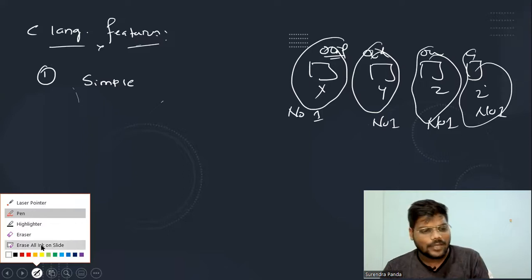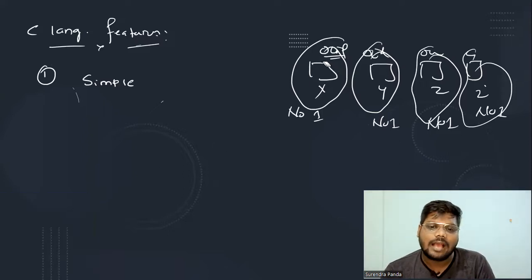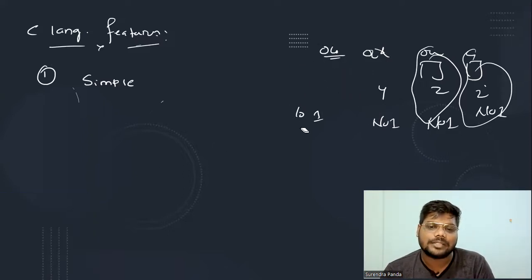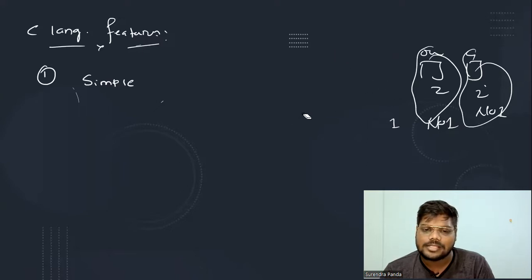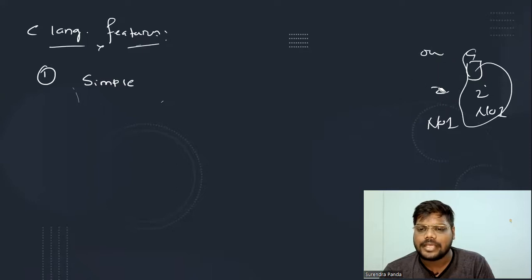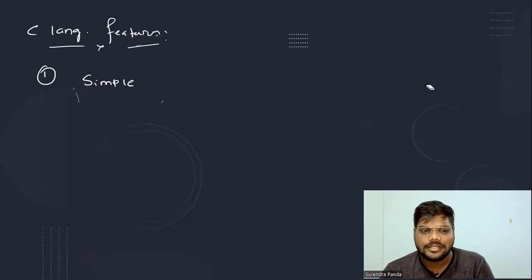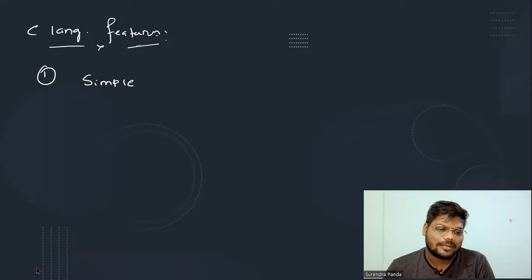You can take any programming language. They will say our programming language is very simple. You can talk about Java, C++, Python, PHP, everything. They will say our programming language is very easy. Similarly, C is saying our programming is very easy. But seriously, it is not that easy.